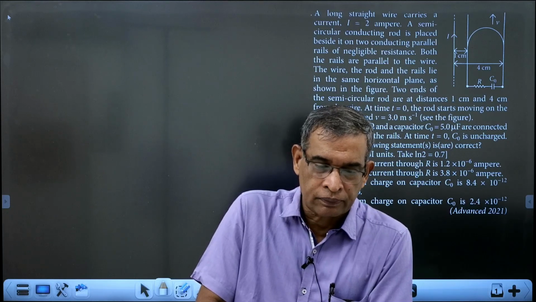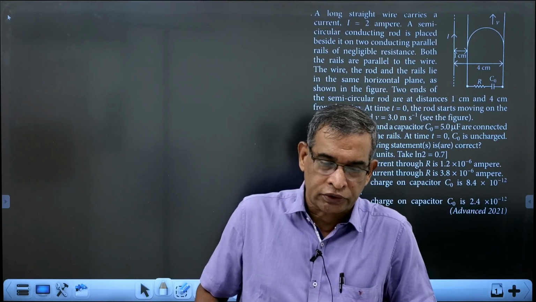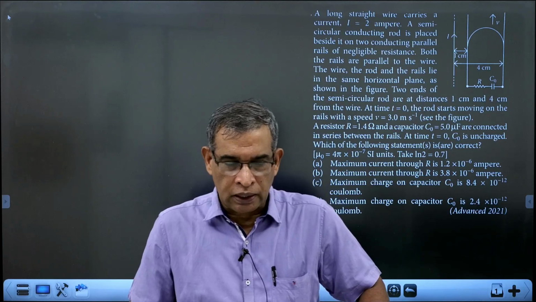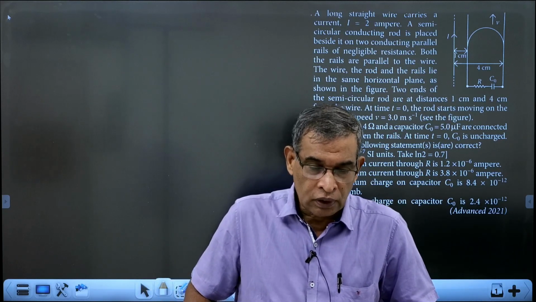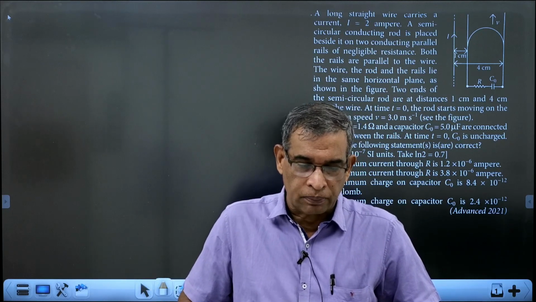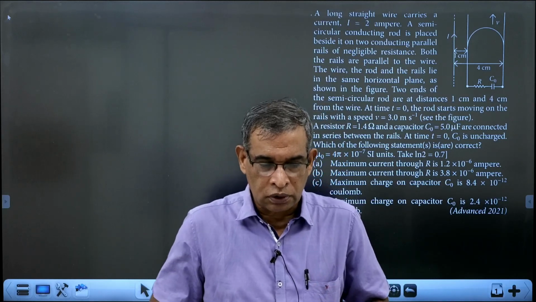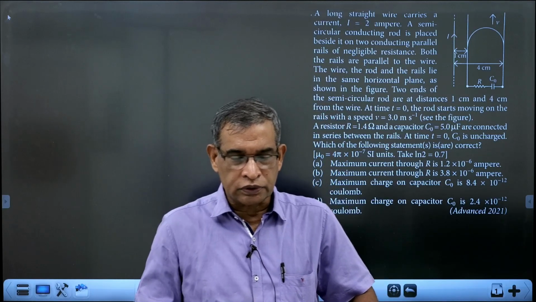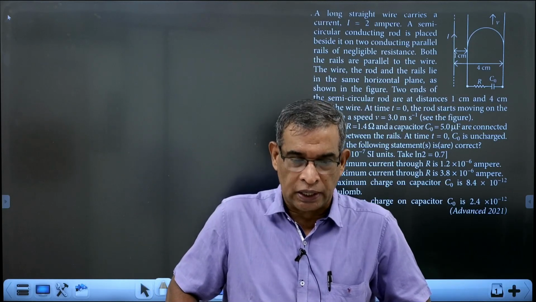We are asked to state the maximum current through R. There are two options for current. Maximum charge on the capacitor, there are two options for the capacitor. Now, out of these, which one is correct, we have to decide.